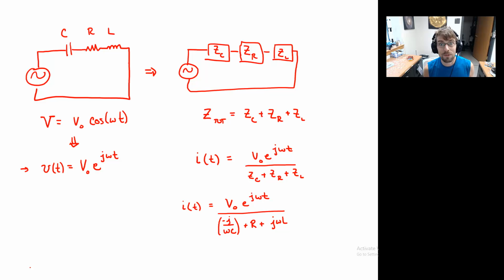Okay, I think that's enough for today. We'll start doing some more example problems. We'll get our intuition built up about this complex plane and using the imaginary numbers.